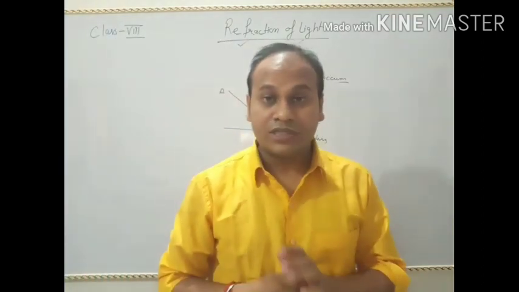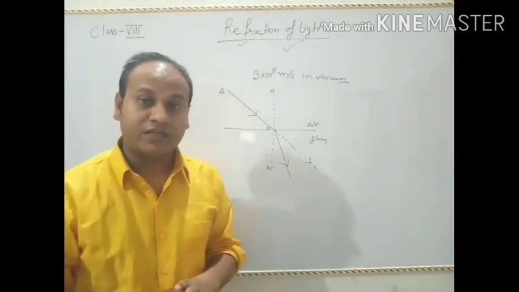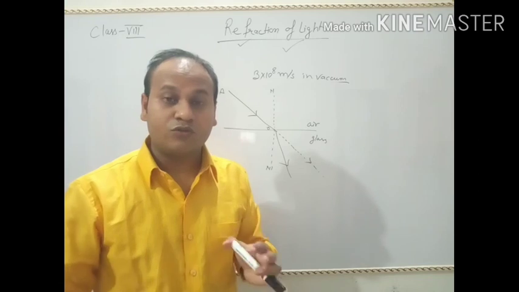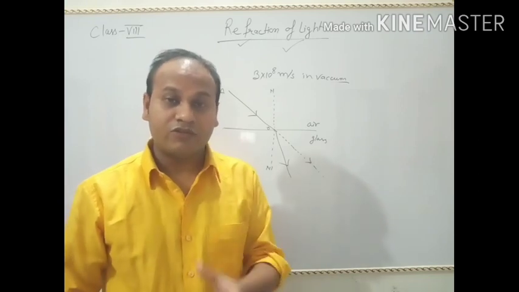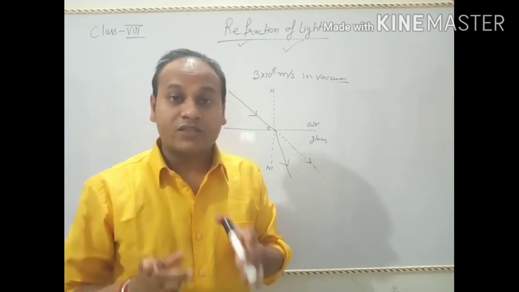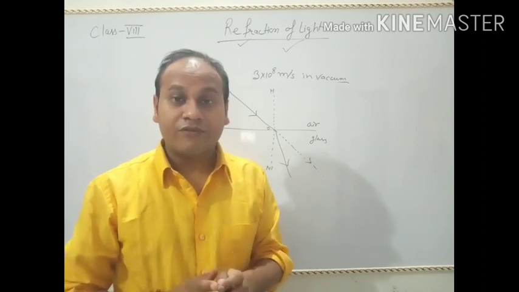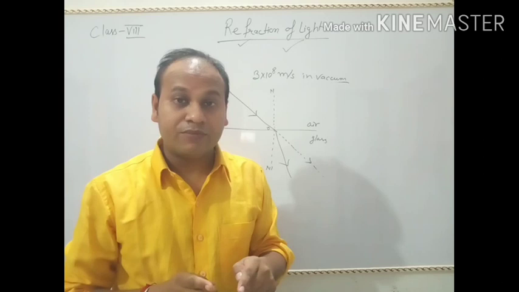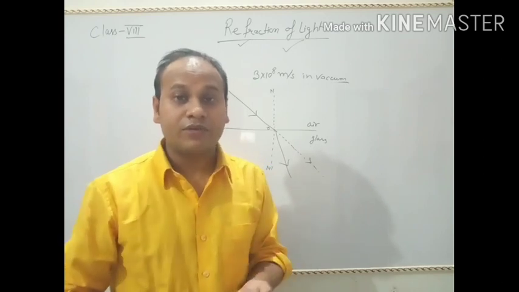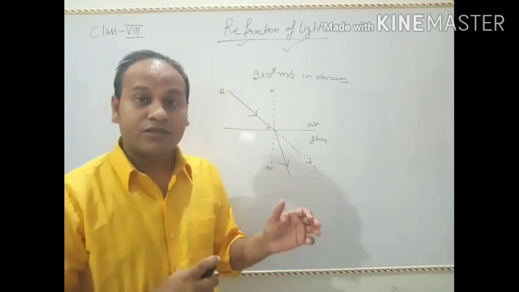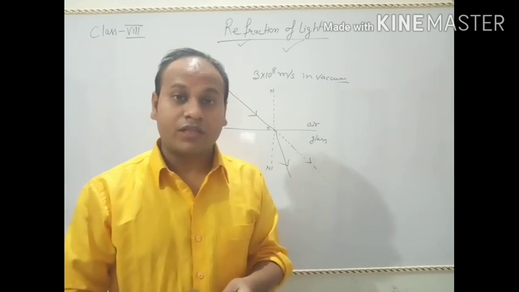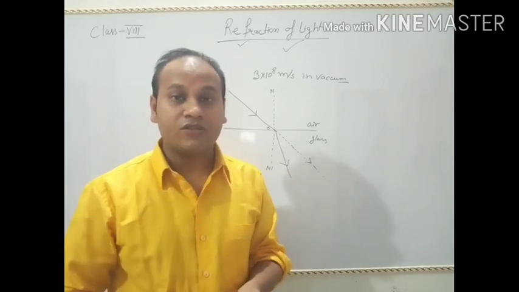So here we have discussed what is refraction. If someone asks you what do you mean by refraction of light, then you have to say that refraction of light is that phenomenon of light in which when a ray of light enters from one transparent medium to another transparent medium, then it bends from its original path, and this bending of light is known as what?